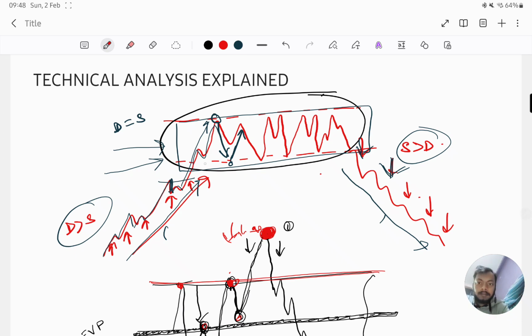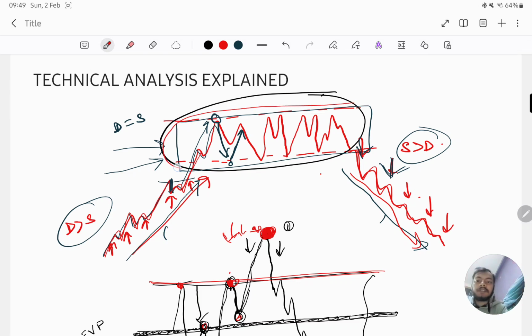Anyways, so what we had studied here, price goes up. Why is it going up? Because demand is greater than supply, and so price goes up. And here, why is it coming down? Because supply is greater than demand. Sellers are selling more aggressively than the buyers are buying.